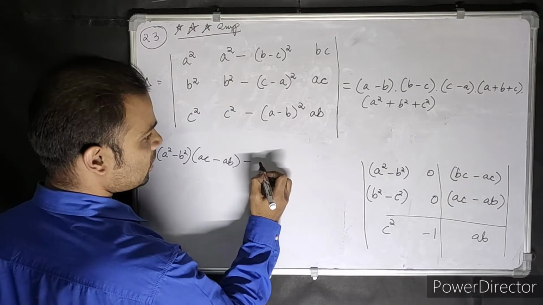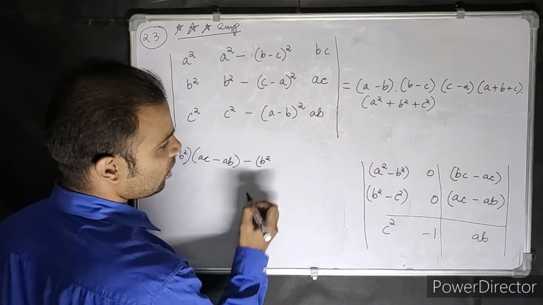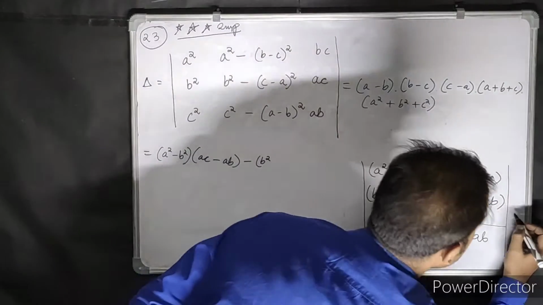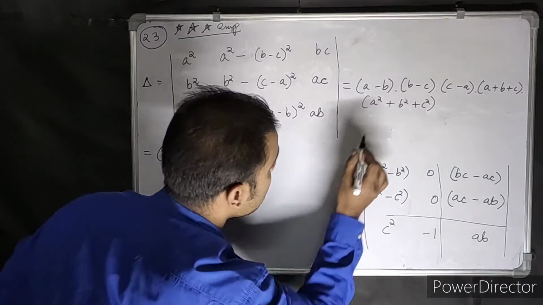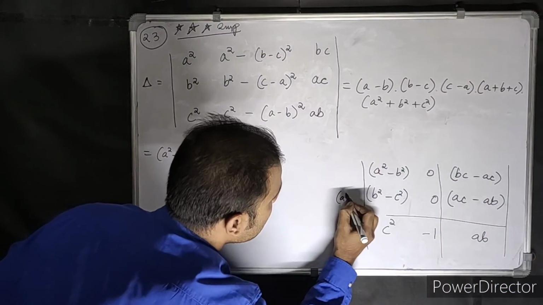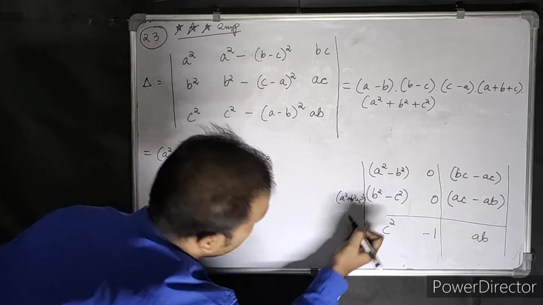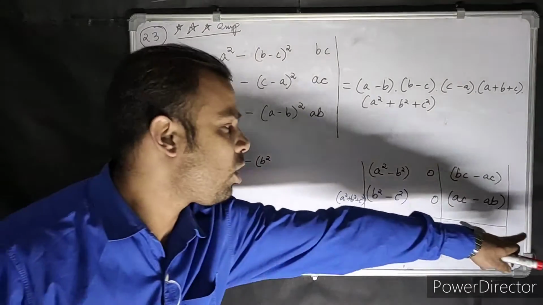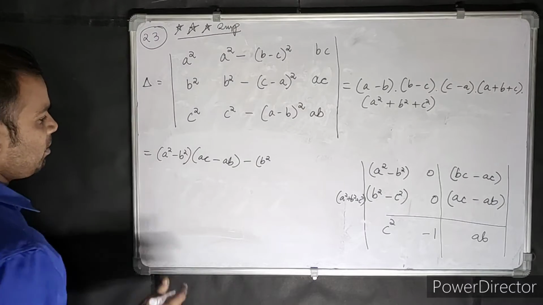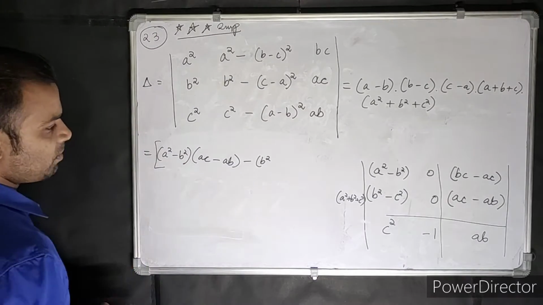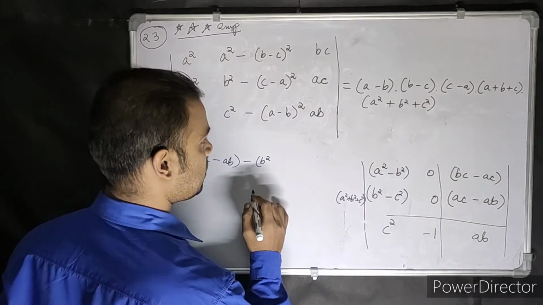Okay, minus this is b square. One mistake, I didn't write that, so don't make that mistake. A square plus b square plus c square. You have to write it whether in front or there. If you don't write, then that's a very big mistake. Okay, let's put this in a box bracket. I forgot to write that, I'll write it at the last.